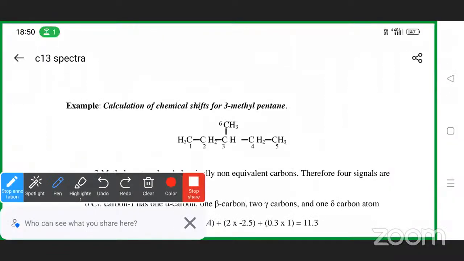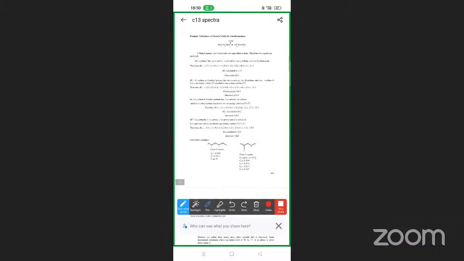Sir, the screen is not visible. Sir, we can't see the screen. Sir, your voice is also breaking. The signal is unstable. Here it is raining, so the signals are very unstable. Okay, I'll try.